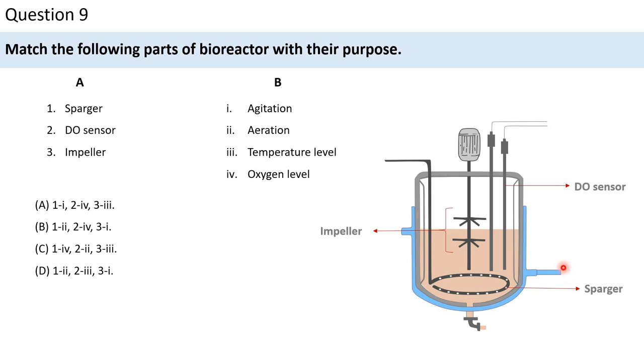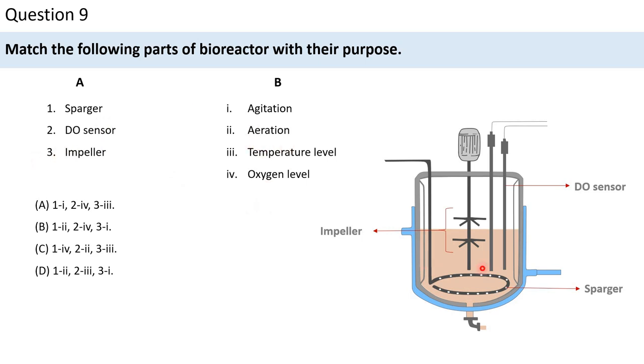So here, the first one is sparger. Sparger is being used for aeration, right? Through the pores that are present in the sparger, the air will enter the bioreactor. So the answer for sparger is going to be aeration.